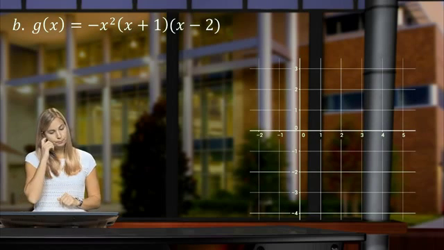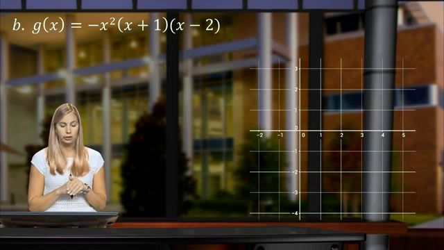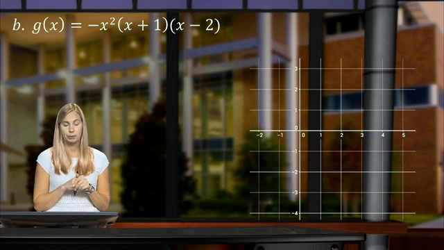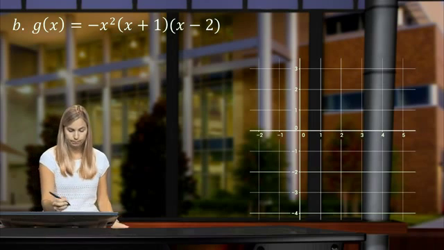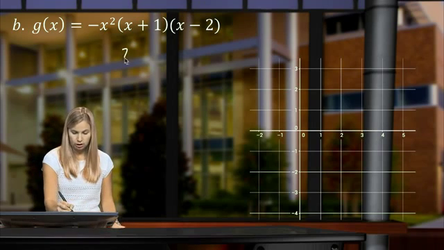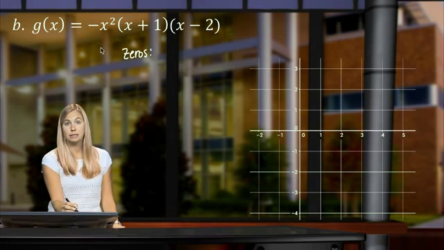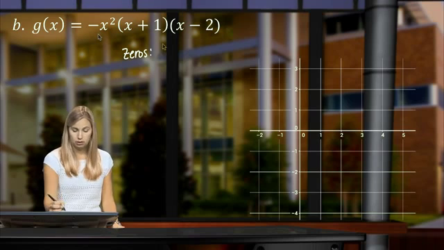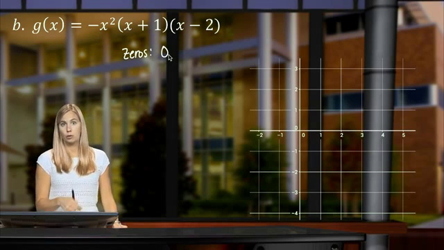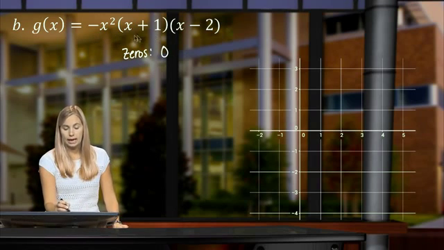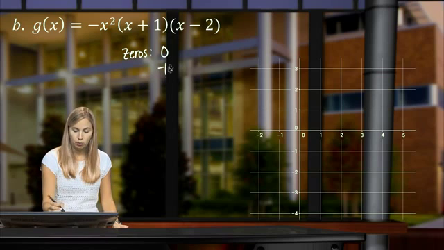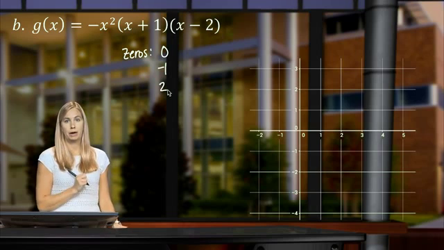Okay, let's try another one. G of x equals negative x squared times x plus 1 times x minus 2. Our zeros. The first one is going to be 0 because that x squared has a 0 at 0. Where does x plus 1 equal 0? Negative 1. X minus 2, the 0 is positive 2.